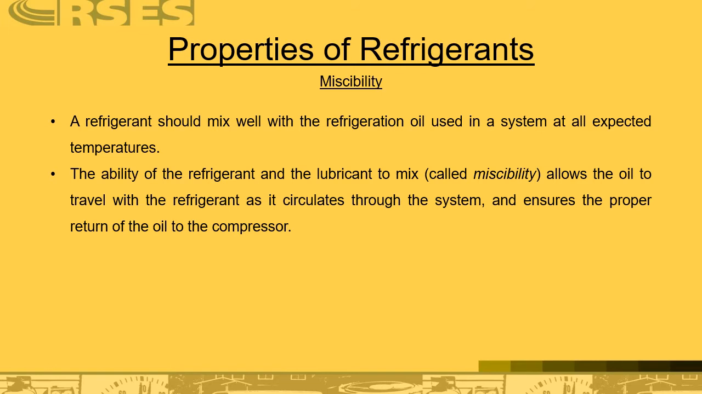Miscibility. This refers to the refrigerant mixing well with the refrigeration oil utilized in a system at all expected temperatures. The ability of the refrigerant and lubricant to mix is called miscibility. It allows the oil to travel with the refrigerant as it circulates through the system and ensures proper return of the oil to the compressor. Remember, the oil is supposed to be in the compressor, but it travels through the condenser, through the liquid line, through the metering device, through the evaporator, and then finds its way back to the compressor. As long as the design is proper, pipe is pitched, sizing is correct.